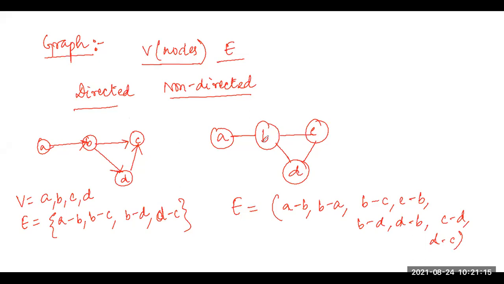But how can I convert a non-directed graph into a directed graph? So non-directed means this. There will be a path from A to B and B to D.